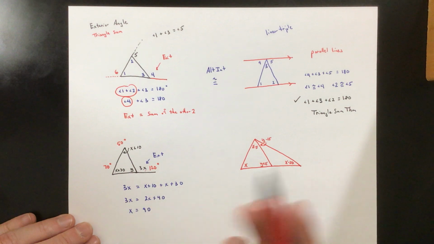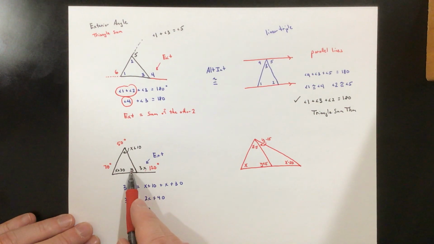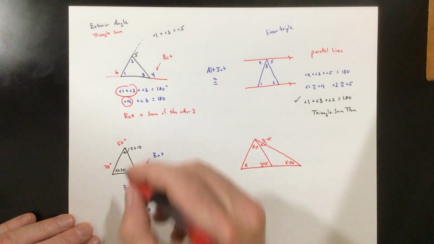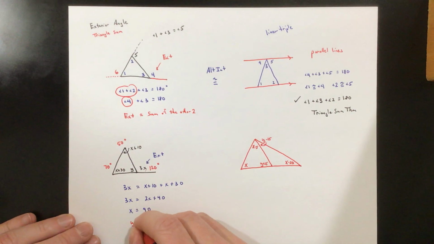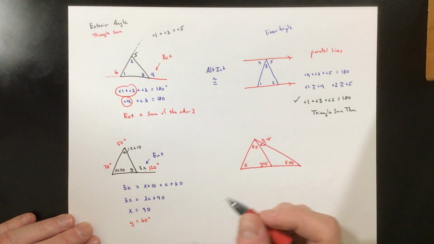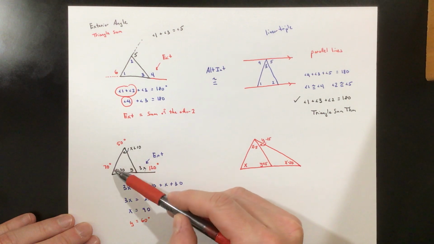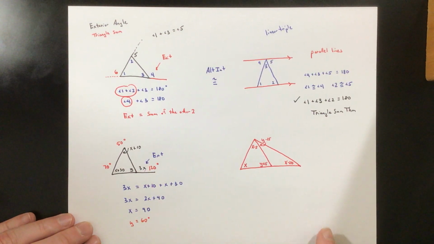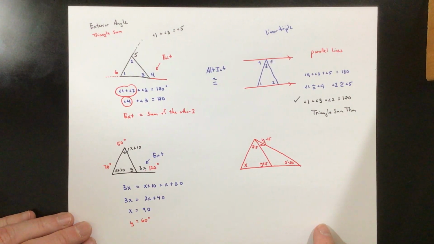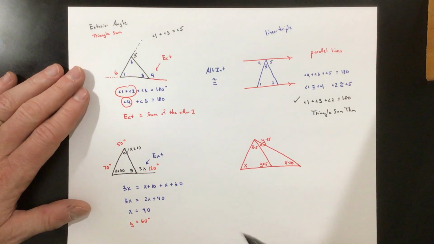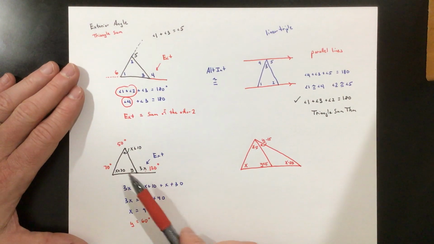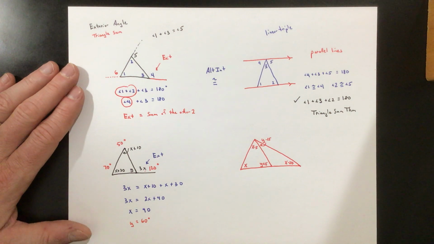And then what's y? Well, you can actually say that these two are linear pairs. So if that's 120, then y would have to be 60. But we could also use the triangle sum theorem that says that 50 plus 70 plus 60 also equals 180. So again, there's a variety of ways to find x and y.